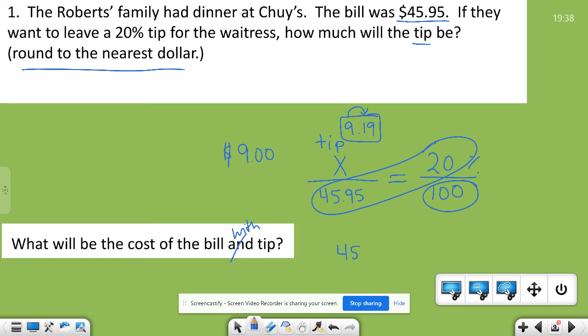So the bill was $45.95. That's called your subtotal. And we're going to add $9. And we're going to get $54.95. And that's how much you're going to pay.